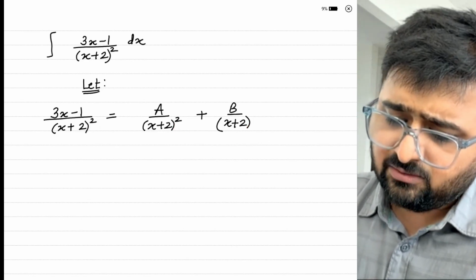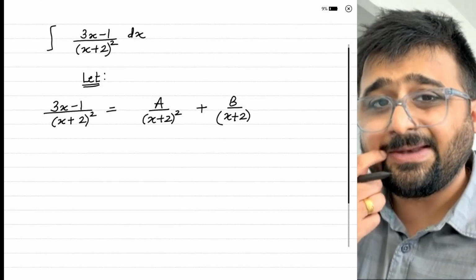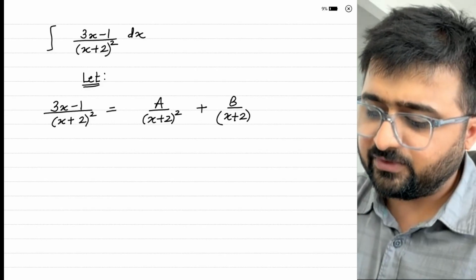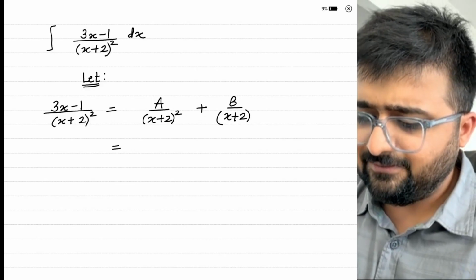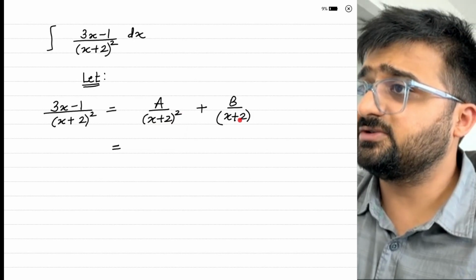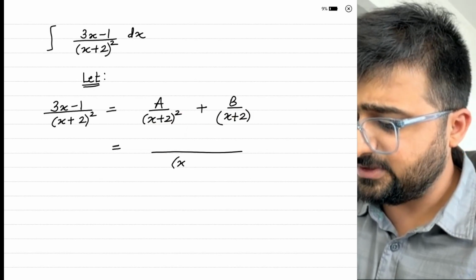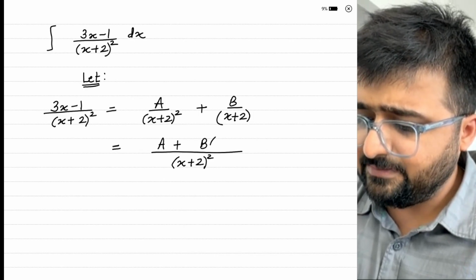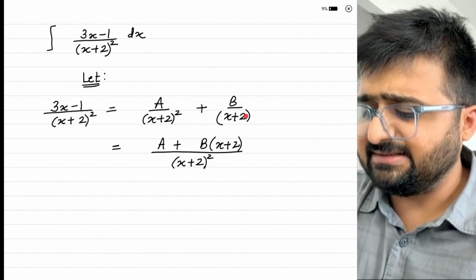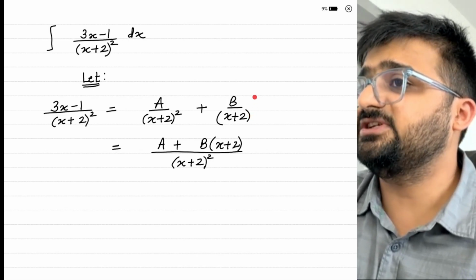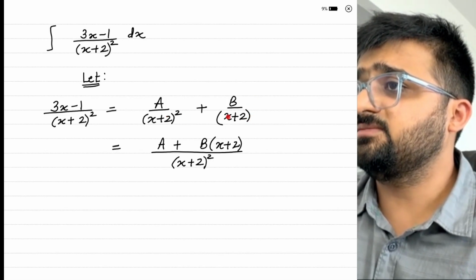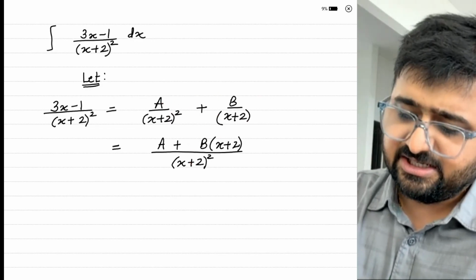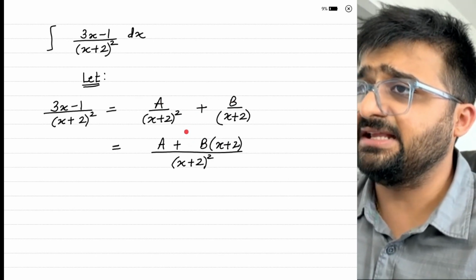Now we just have to find the values of a and b, and really our integral is very easy at that point. In order to find the values of a and b, you have to take the LCM. The LCM of (x plus 2) the whole square and (x plus 2) is (x plus 2) the whole square, and you can write a plus b times (x plus 2). Essentially, you are multiplying and dividing by x plus 2 so the denominator becomes the same, and then you are just adding those two. It's basically addition using basic LCM rules.